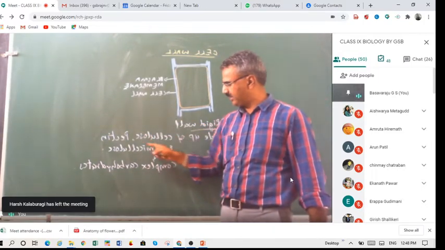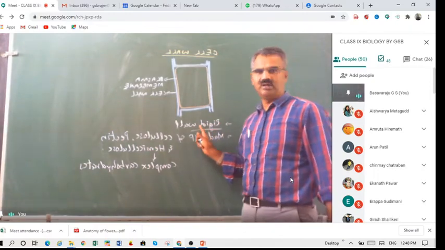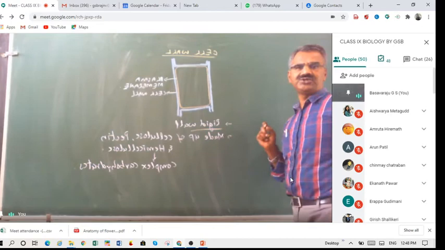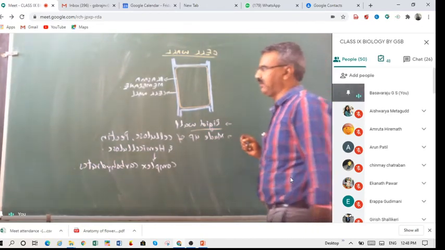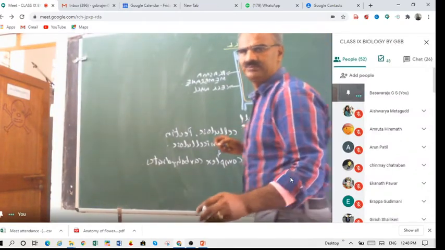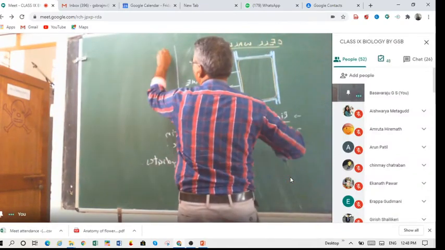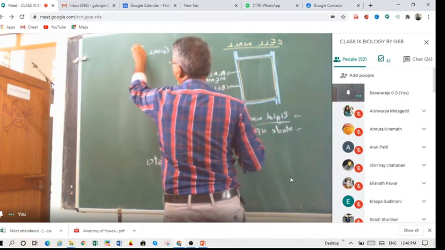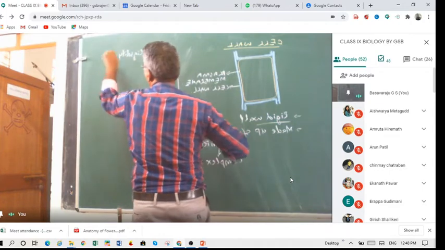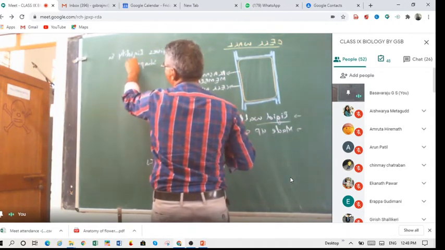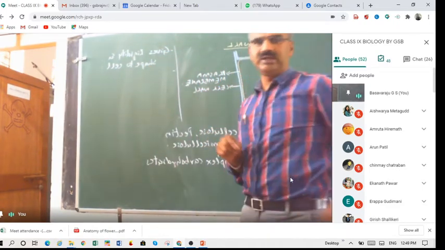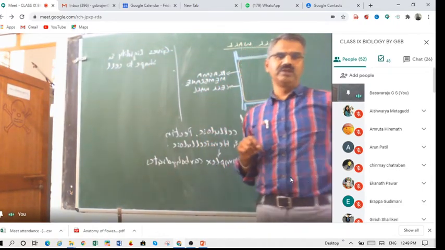Because of the cellulose, pectin and hemicellulose, the cell wall is very rigid. So due to which it gives definite shape to the cell. It provides definite shape to the cell here. So it gives rigidity and shape to the cell. It is mainly protective in nature in the case of plant cell.